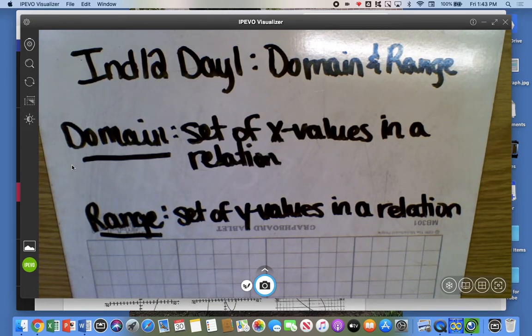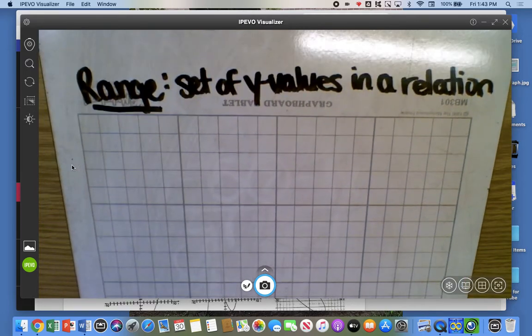And so with domain and range, we are going to be listing x values and y values in a relation. So domain is the set of x values of a relation, and the range would be the set of y values in a relation. So sometimes they're functions, sometimes they're not. So I'm going to give you guys some examples to take a look at.